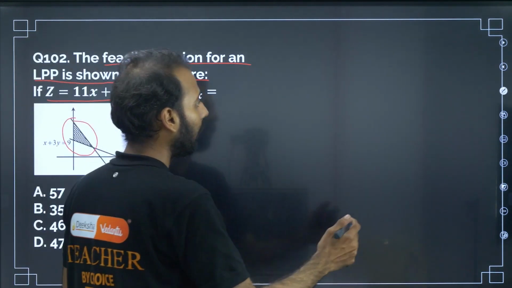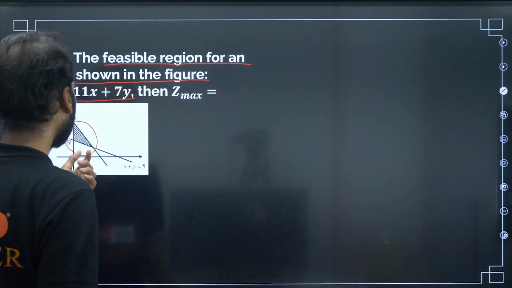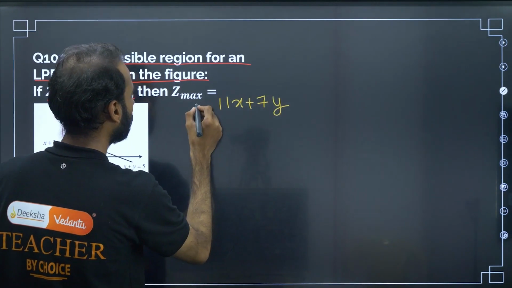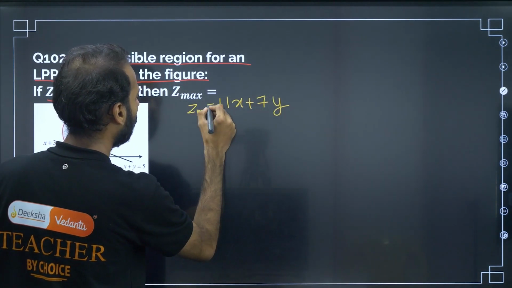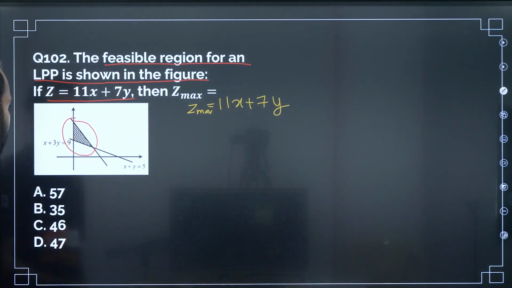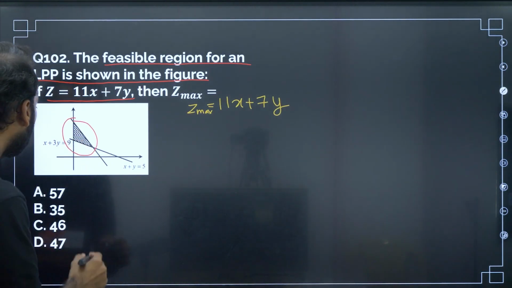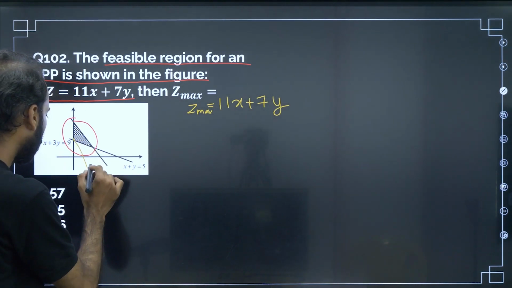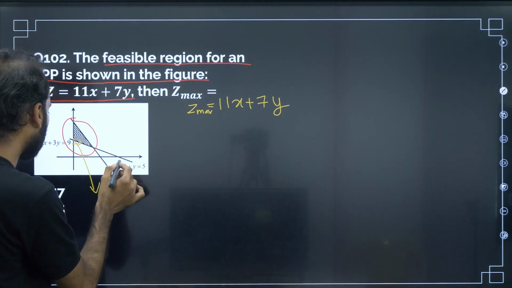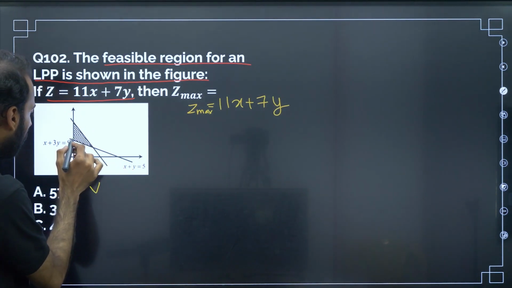For that, what do we need? We need some corner points. If corner points are known, generally at corner points we find z max is equal to 11x plus 7y. So you observe this. Now this point is because of this line. Let me name this, and x plus y is this. Now x plus 5 is equal to, now we are interested in this point.